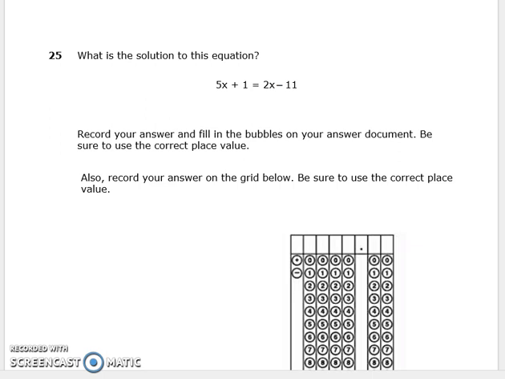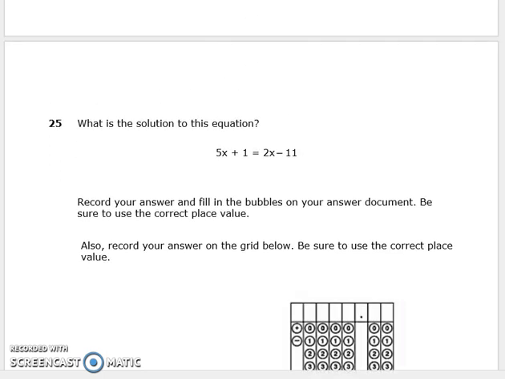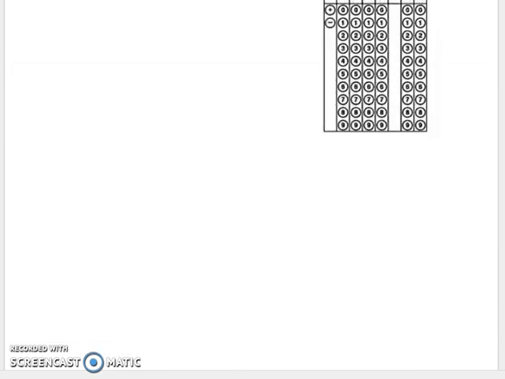Make sure you have answered all your questions and bubbled in your answer document. Make sure your name, period, and math teacher's name is also on your test booklet.